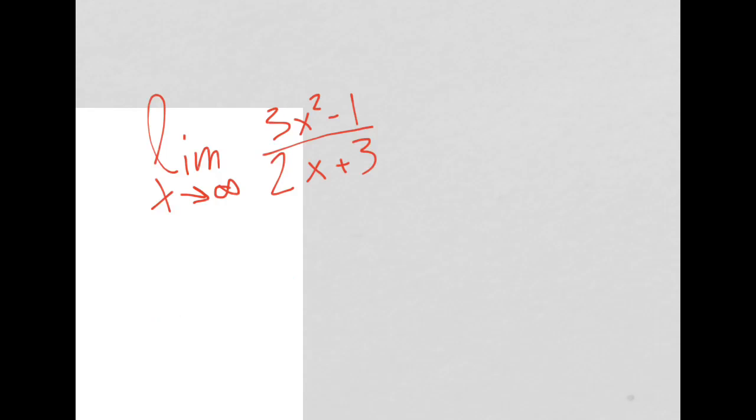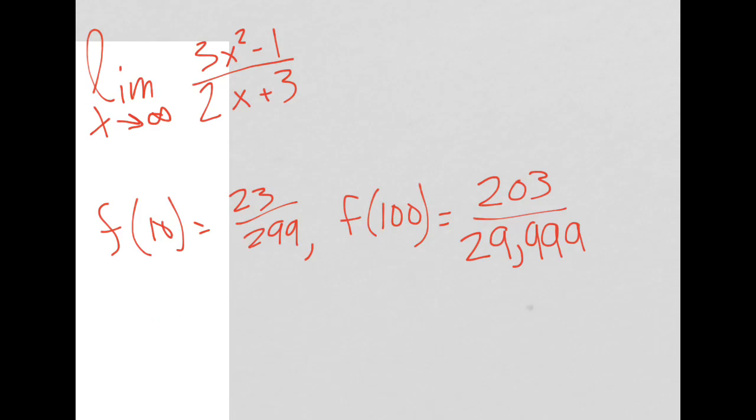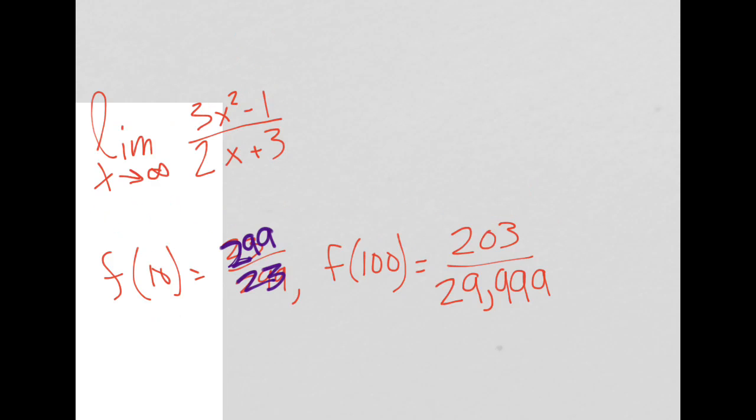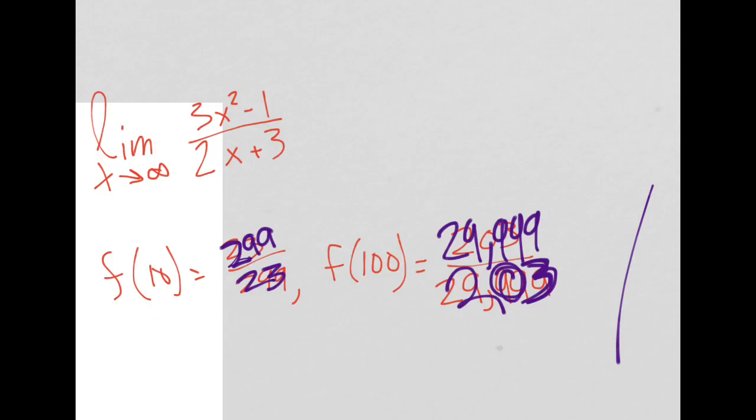So f of 10, instead of being 23 over 299, would be 299 over 23. And f of 100, instead of being 203 over 29,999, would be 29,999 over 203. So in this case, instead of our fractions getting smaller, they're getting larger at a much, much quicker rate. Well, same rate really as before, but getting larger instead of smaller, that's the idea.